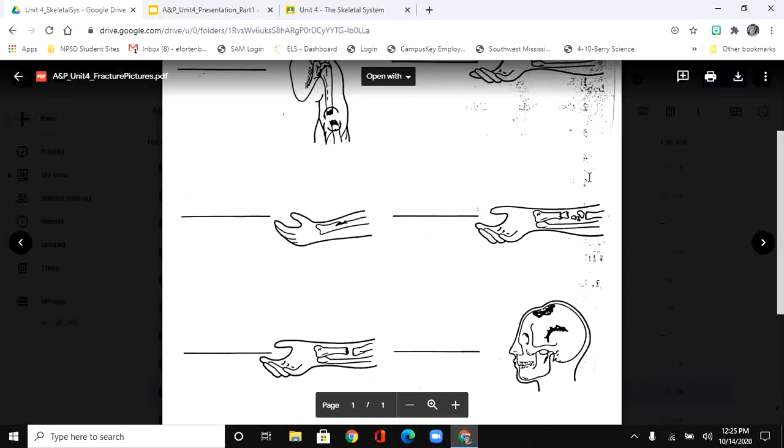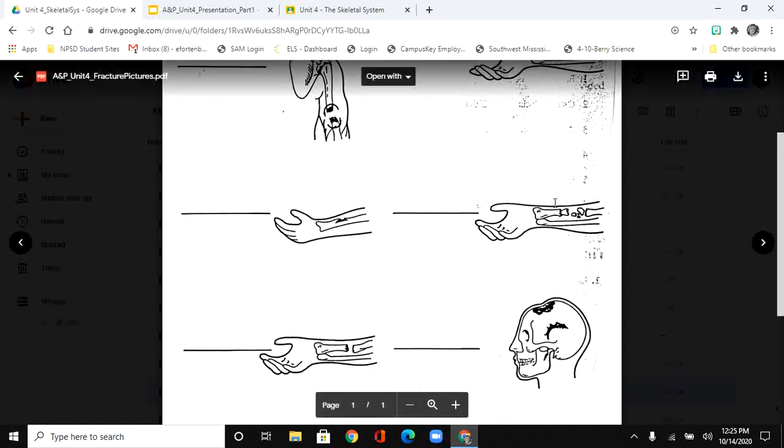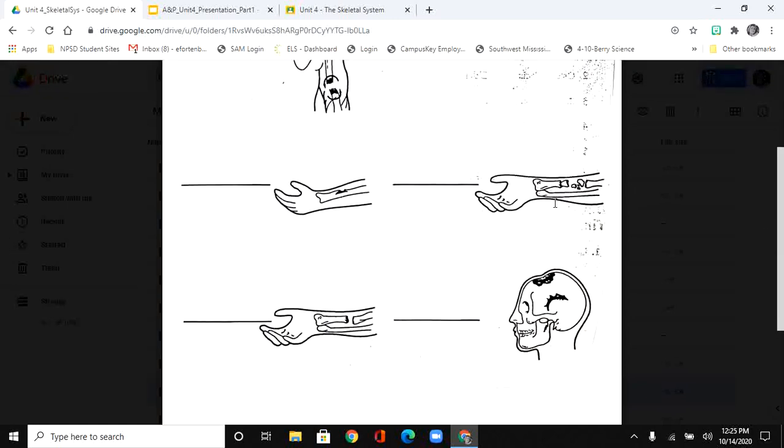All right, then back here, this next one. Now, here in the South, if we see this, we're going to say, oh, they shattered their bone. But we do not say shattered in the medical profession. Instead, we call that a comminuted fracture.